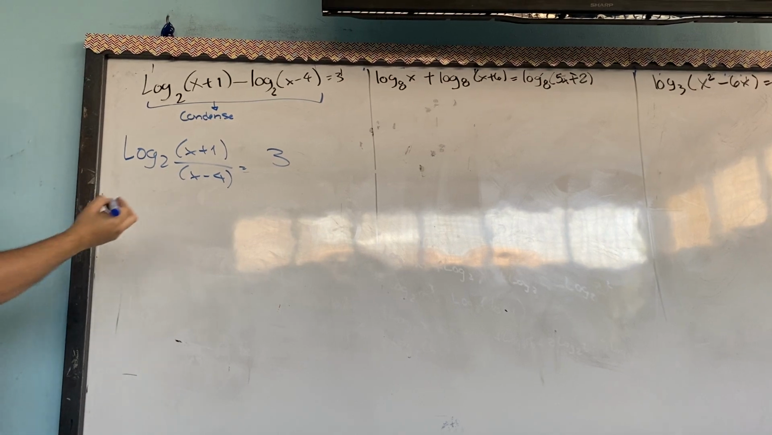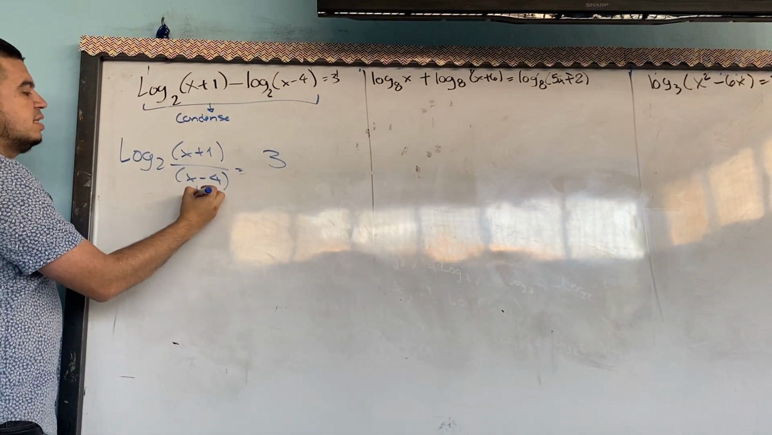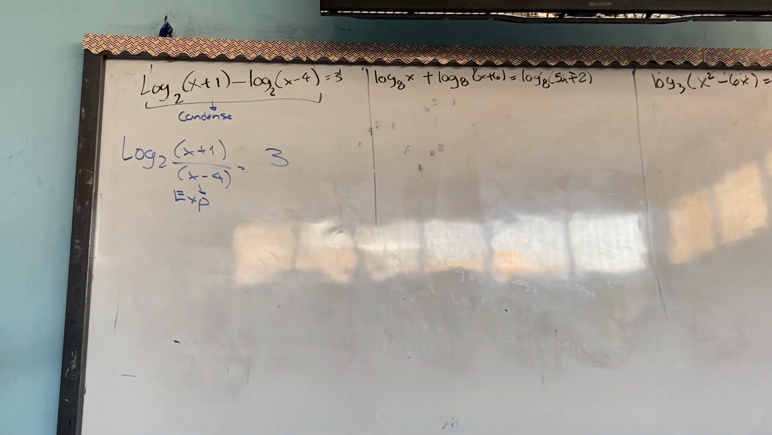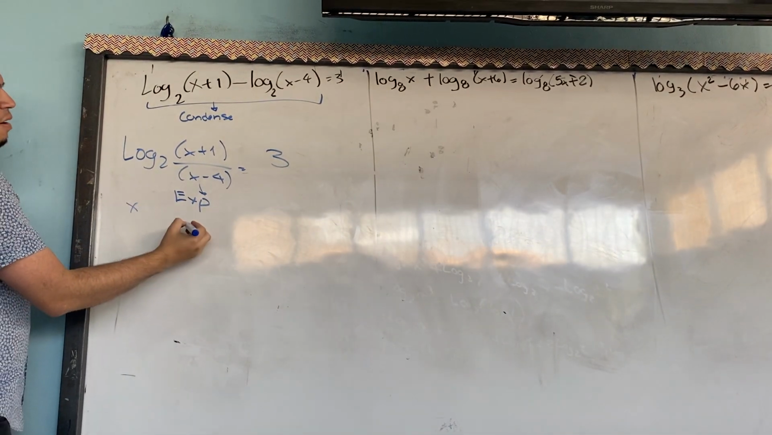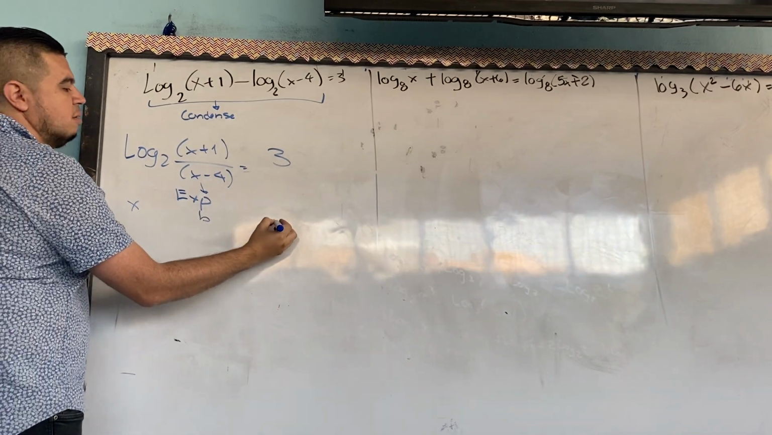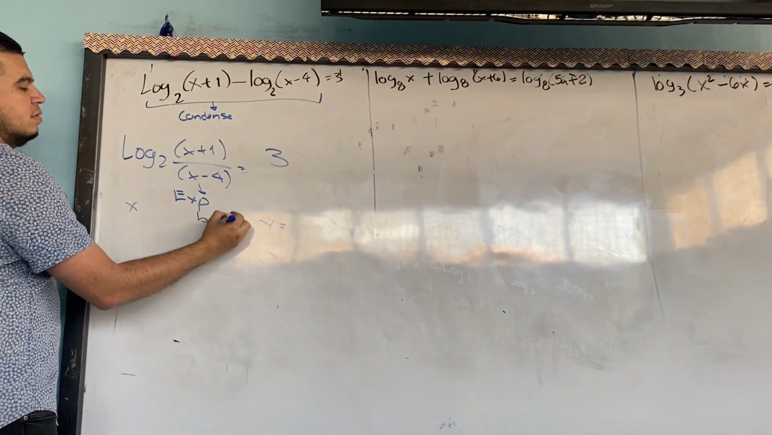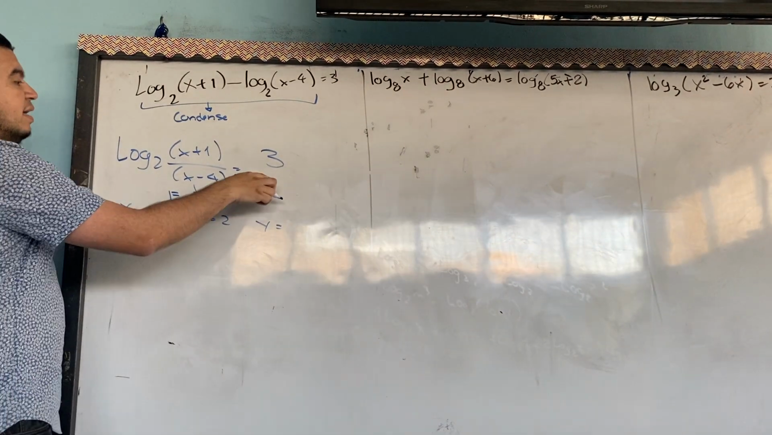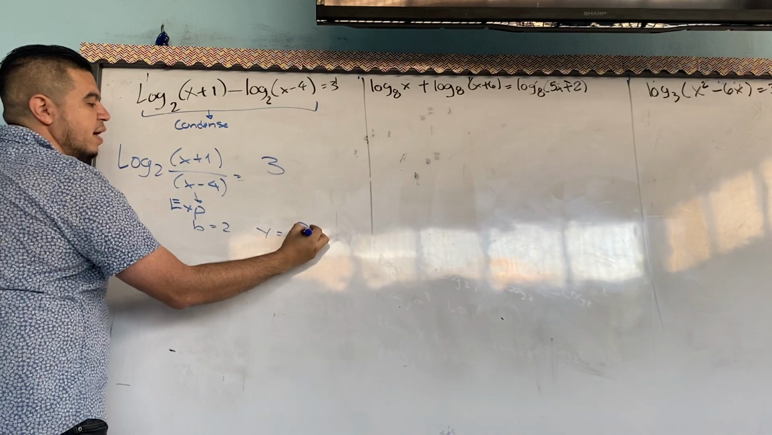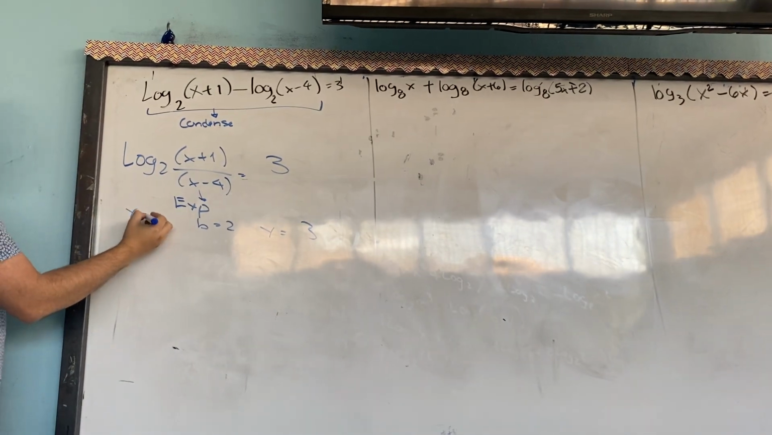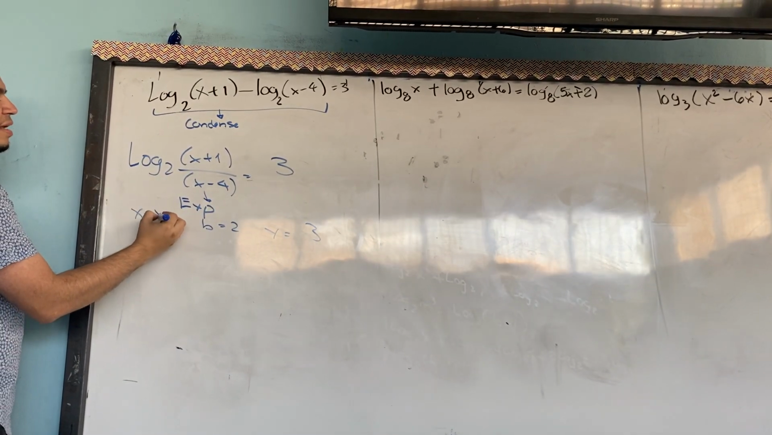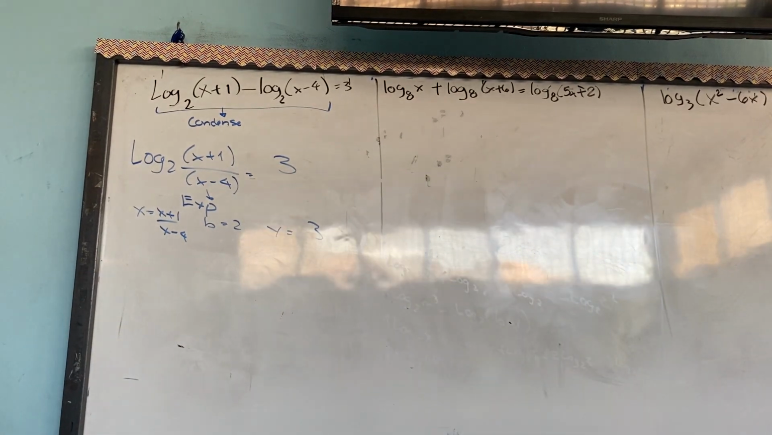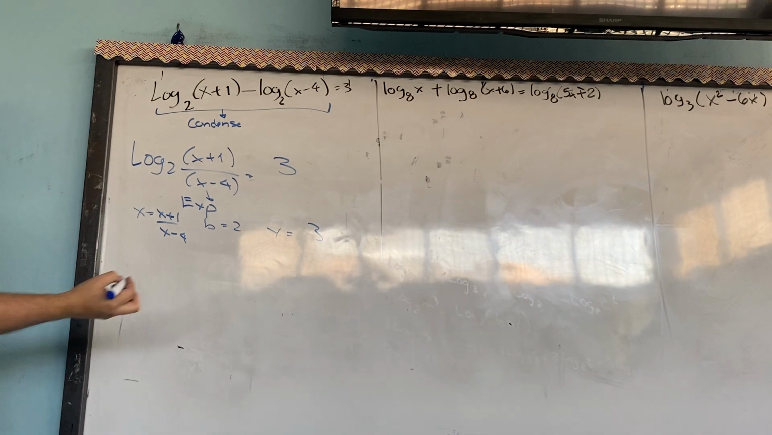Okay, so after you condense, we have to change this to exponential. So you have to identify what is the x, what is the base, and what is the y. Base 2, x is the whole division, and y is the 3. Excellent. The base is 2, right? The y is what? 3. And the x is all the things that we have as the argument, right? That is x plus 1 divided by x minus 4. Like this, right?